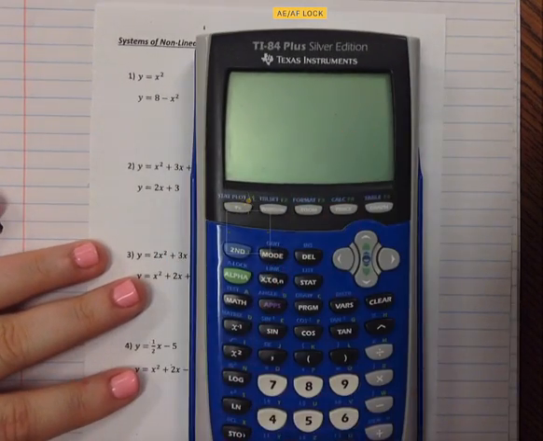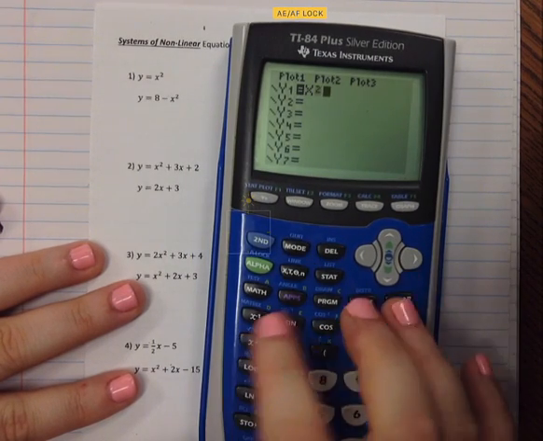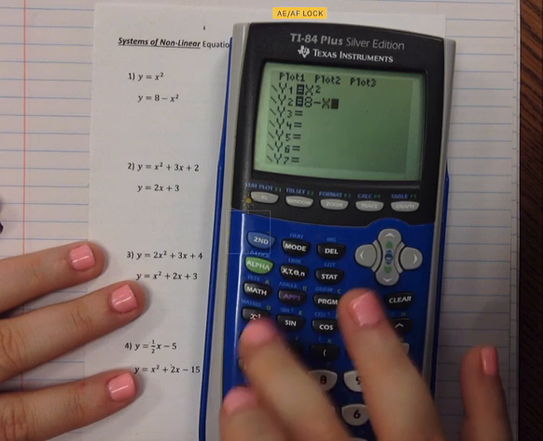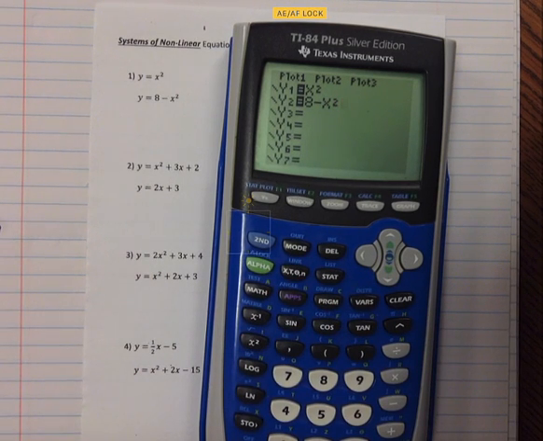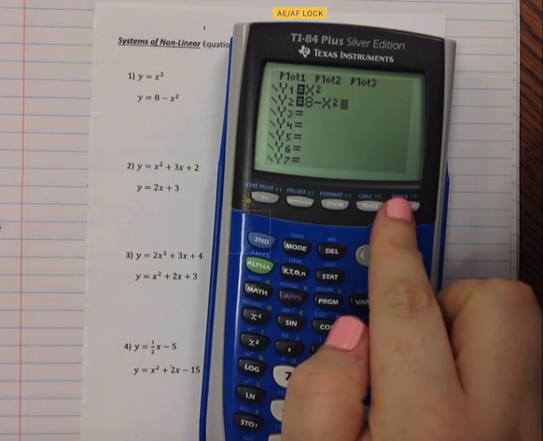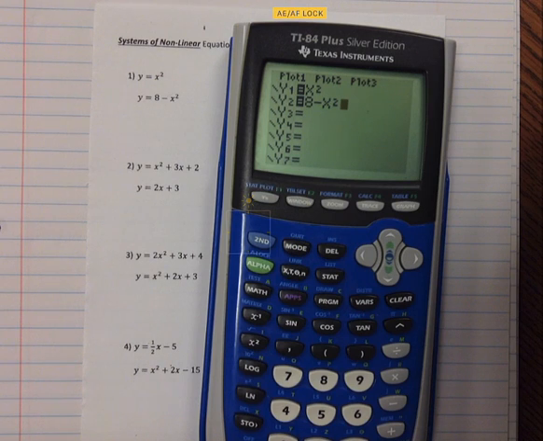So I'm going to get my calculator, turn it on, go to y equals, and type in x squared. On the second one, I'm going to put 8 minus x squared. I do not necessarily have to get these into standard form. I just have to make sure my y is by itself, and I plug these in correctly. Now I'm going to press graph to make sure I can see my intersections.